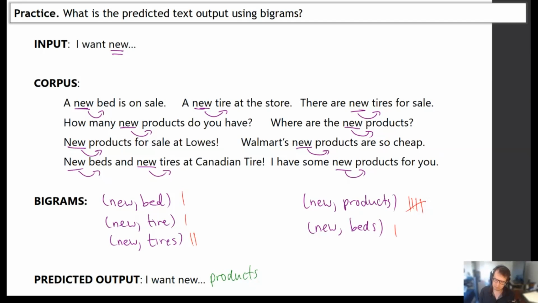Now, if we look at this example and think, what if we did this with a real search engine and you typed, I want new, you're probably not going to want to type the word products. That's kind of weird. I mean, this is a very specialized example. This is clearly a bunch of different advertisements or a bunch of different people asking about advertisements or something.